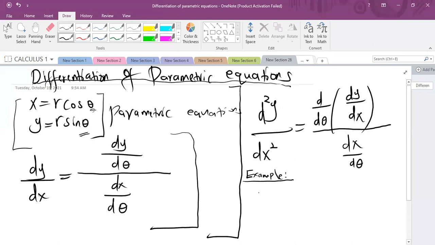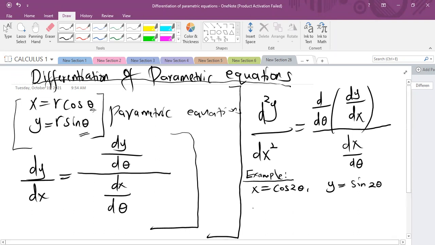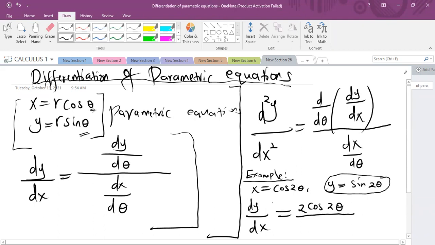Let's say you're told x is equal to, a simple example, cos 2 theta, and y is equal to sine 2 theta. So what is your dy dx? Very fast. Our dy dx will be given by dy d theta. So dy d theta basically entails us differentiating this function with respect to theta. What is dy d theta? The derivative of sine 2 theta is 2 cos 2 theta, all this divided by dx d theta. Differentiating this function with respect to theta will give minus 2 sine 2 theta, guys.